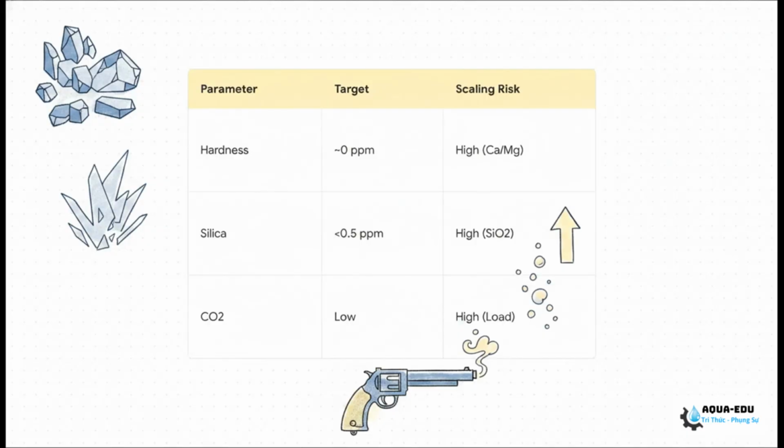Now line up your real-time data right against these strict industry targets. Hardness must be near 0, or your risk of calcium and magnesium scaling goes through the roof. Silica has to be strictly below 0.5 ppm, otherwise you're risking a glass-like silica scale that is incredibly tough to clear. And CO2 must be exceptionally low. If any single one of these parameters is running high, you've found the exact smoking gun responsible for your scaling.